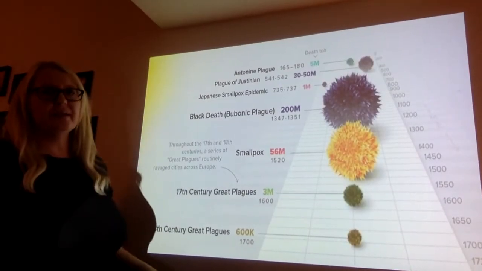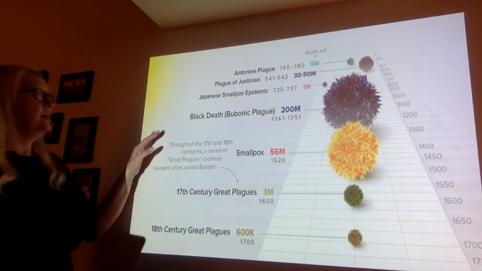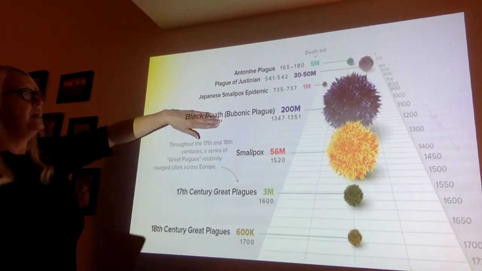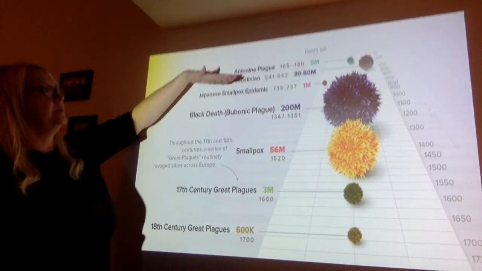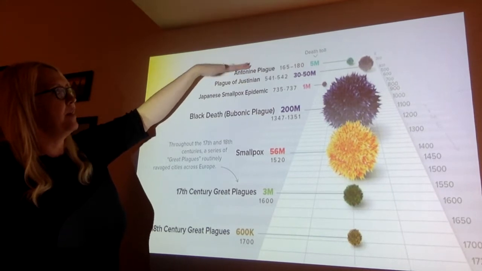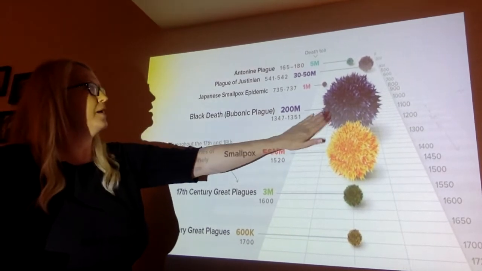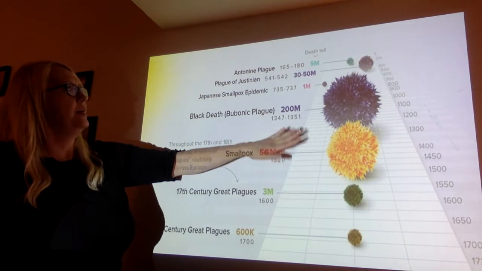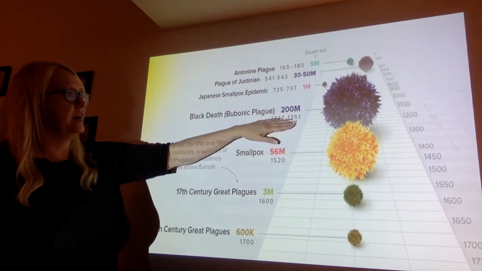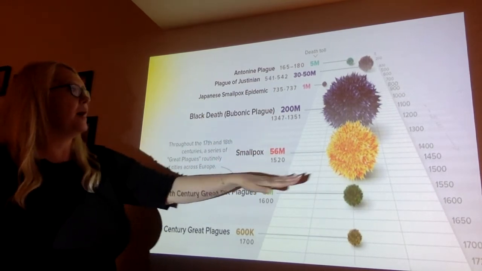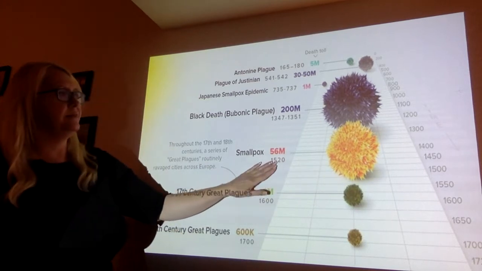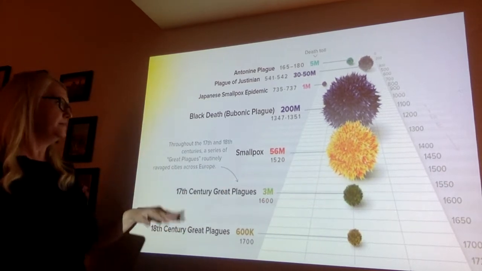Okay, so if I break this up so you can see it a little bit closer, it shows you how many. So these are even other epidemics way back. If I just start here, bubonic plague, 200 million people. That's in the mid-1300s, right? Smallpox, 56 million. That's in 1520, right?